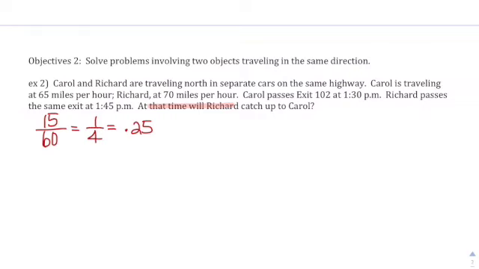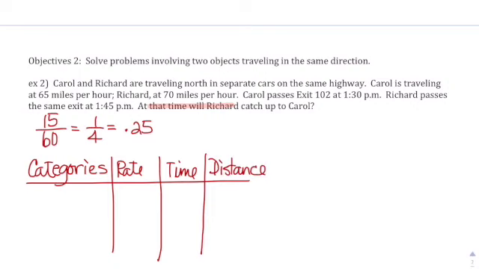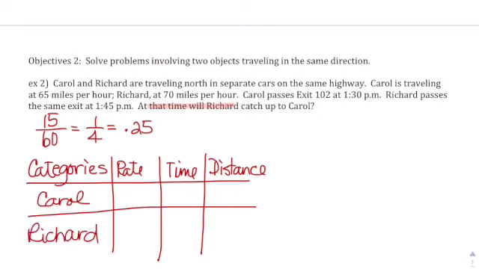We are still going to use the same table, rate times time equals distance. So you have a category, and you have a rate times the time. That's going to be the distance, okay? And the two categories are going to be Carol's driving, and then Richard's driving. And the rate for Carol is 65, and Richard's is 70.